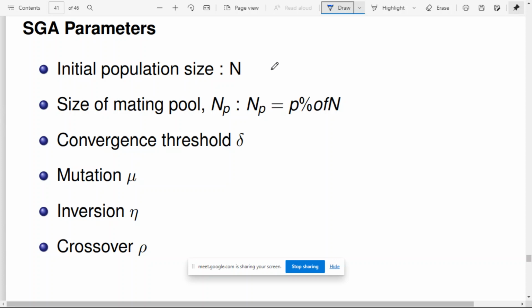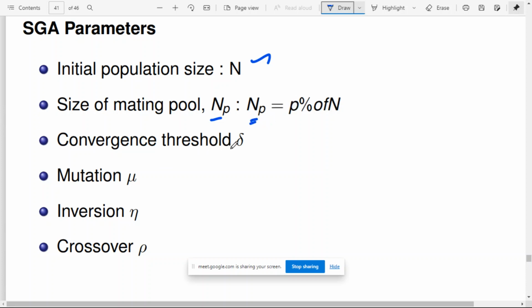Here the initial population is represented as N, and the size of the mating pool is represented as NP, because if there are NP individuals, then the total number of parents will be NP. NP is calculated as NP equals P modulo N. This P is some value which will be given, and based on this NP is calculated.